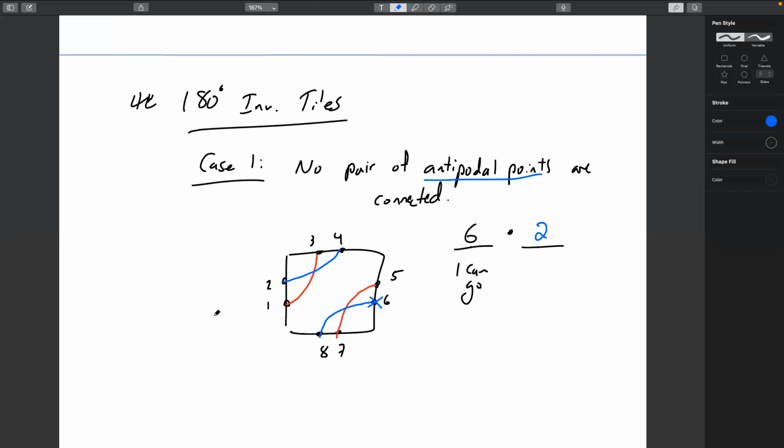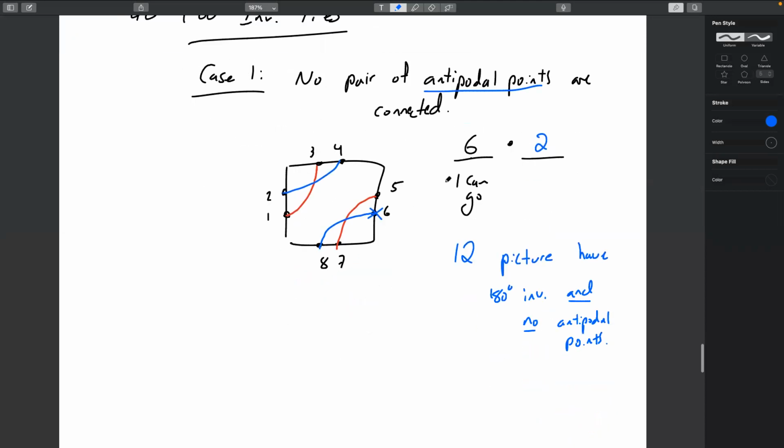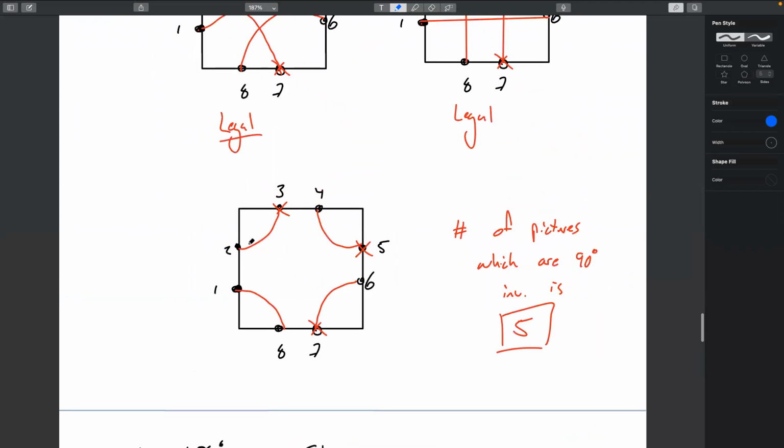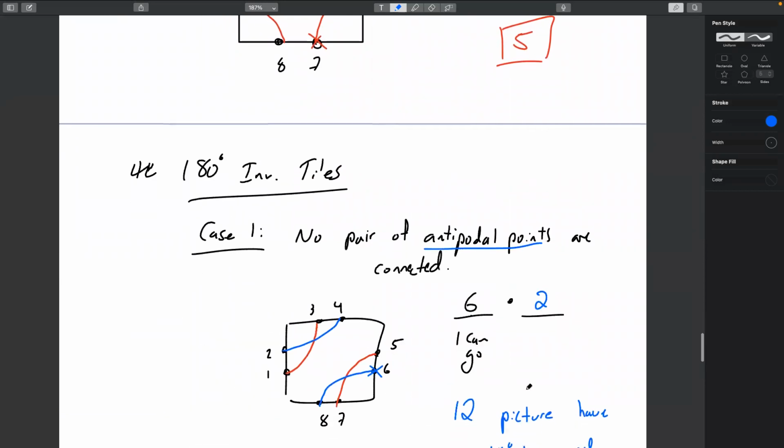That's a complete tile. So I've got 12 options in this case. Instead of options, I'll say 12 pictures, again distinguishing pictures from tiles. 12 pictures have 180 degree invariance and no antipodal points. And this does include, like, this one, right? This is one of the things that we counted in this collection of 12.